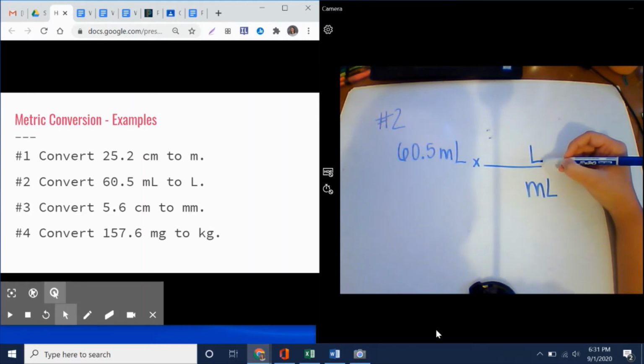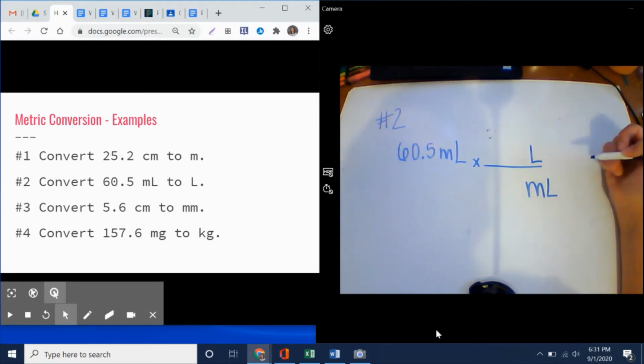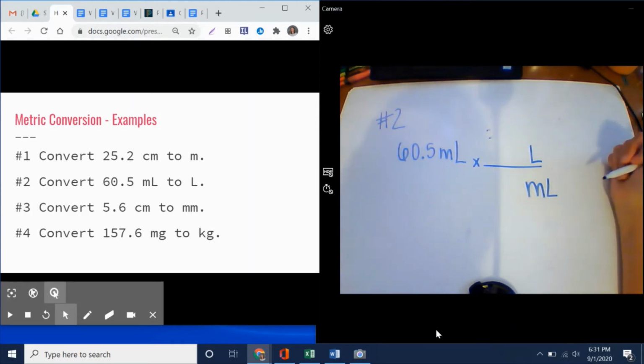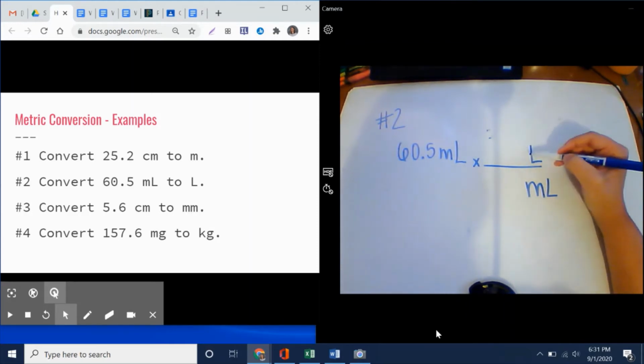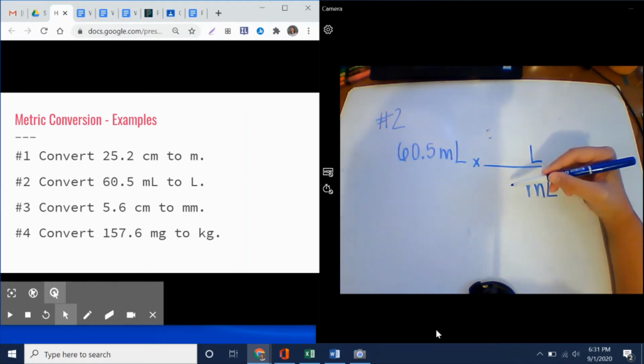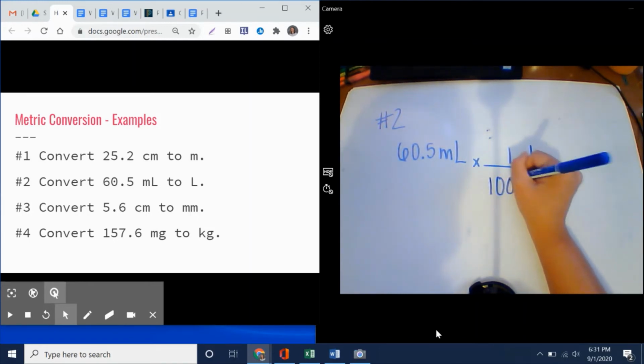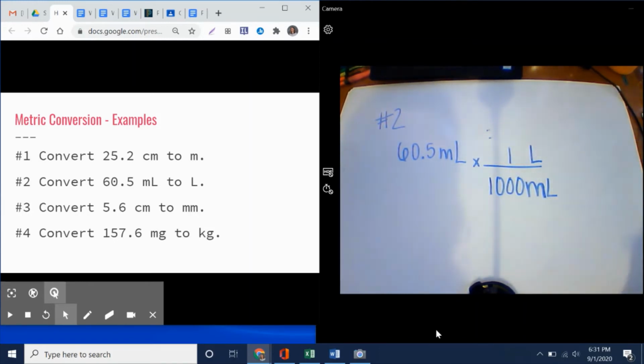Well, I like to visualize it. Remember, a liter is like a liter bottle, like a bottle of pop. And a milliliter is like a few droplets. So is it going to make sense that 1,000 liter bottles are the equivalent to one or a few droplets? Well, that doesn't make sense. It does make sense, however, that 1 liter bottle would hold thousands of droplets. Okay, so 1,000 is going to go on the bottom here.